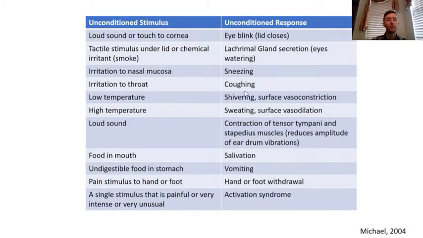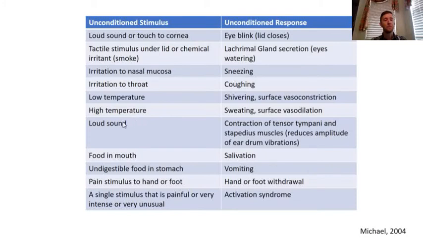Irritation to the throat can elicit coughing. Low temperature can elicit shivering. High temperature can elicit sweating. Notice that I'm using the word elicit every time. Okay, I'm not using the word emit or evoke or abate. Those are terms later that we'll distinguish as not appropriate to describe the function of unconditioned stimuli or even conditioned stimuli.